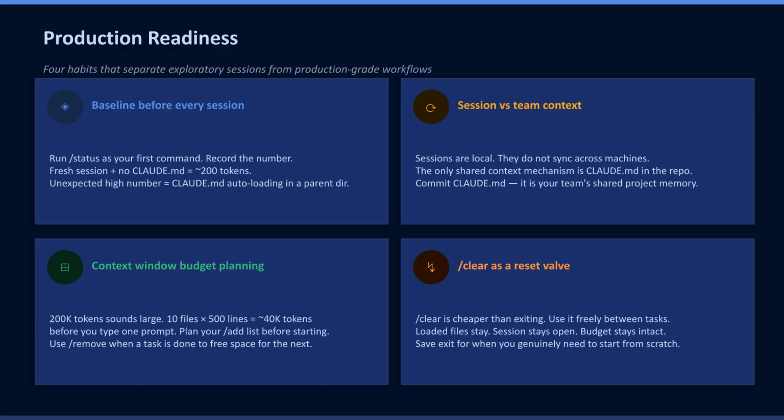To achieve production readiness, make /status your first command to set a baseline. Plan your context budget, using /remove aggressively to manage the 200K token limit. Remember, sessions are local. Claude.md is the shared team context. Use /clear as a reset valve to ditch conversation history without reloading files.